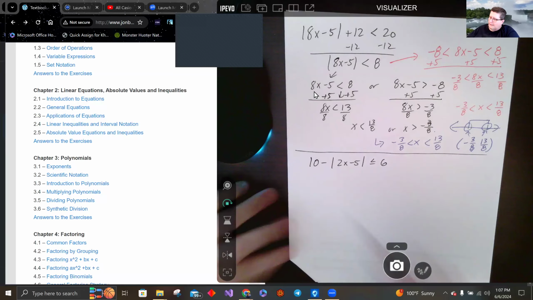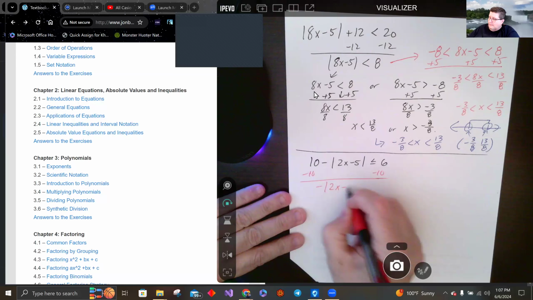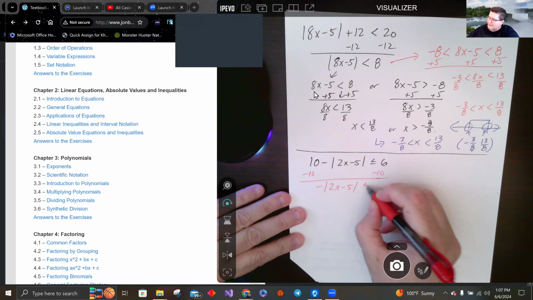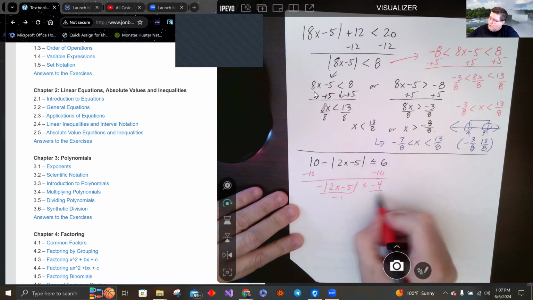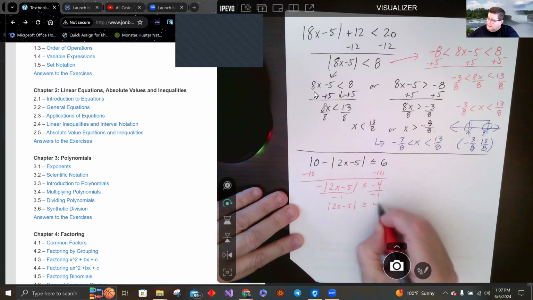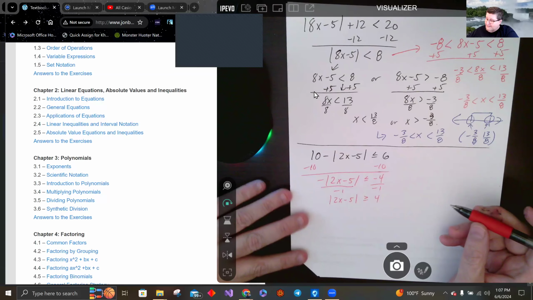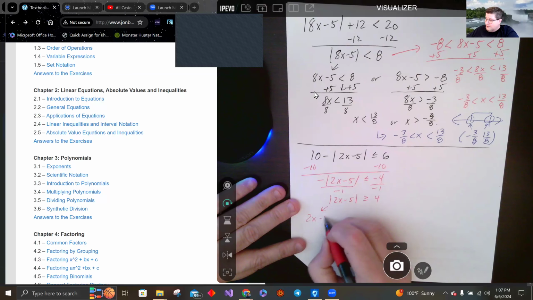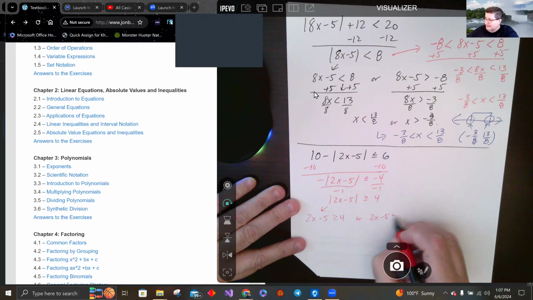All right. Subtract 10. Absolute value of 2x minus 5, and then a negative on it, is less than or equal to negative 4. If I divide by negative 1, I have to flip the inequality. And now I don't have a sandwich. I have a split situation. 2x minus 5 is greater than or equal to 4, or 2x minus 5 is less than or equal to negative 4.